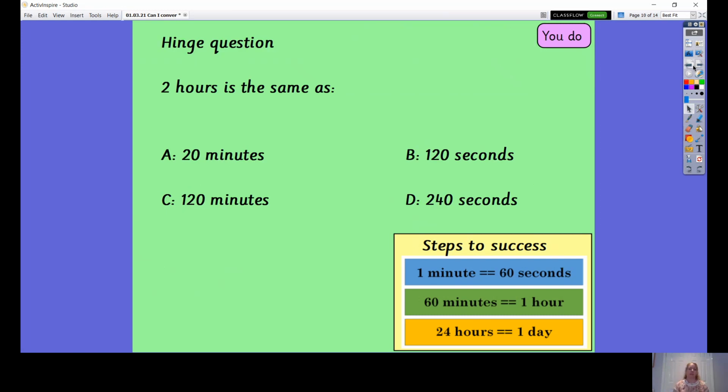Okay, Hinge question time. 2 hours is the same as, is it the same as A, 20 minutes? Is it the same as B, 120 seconds? Is it the same as C, 120 minutes? Or is it the same as D, 240 seconds? Pause here. A, B, C, or D? Which is it going to be?